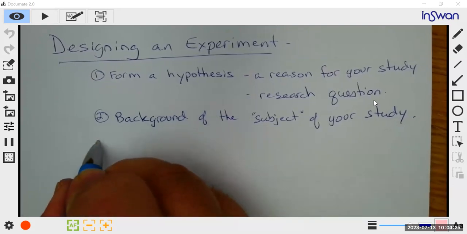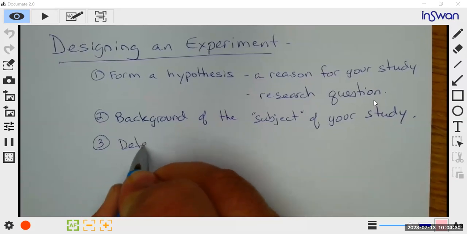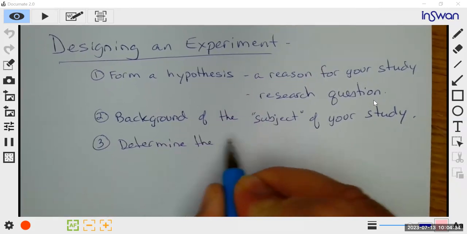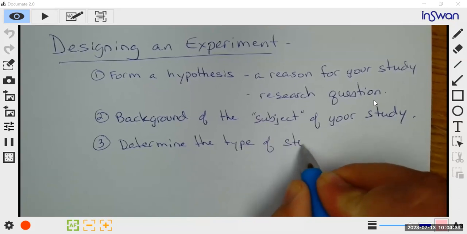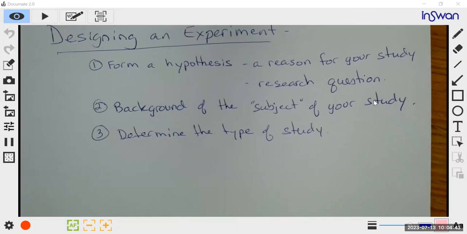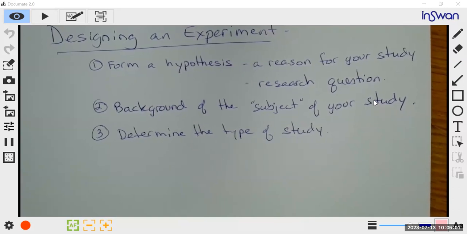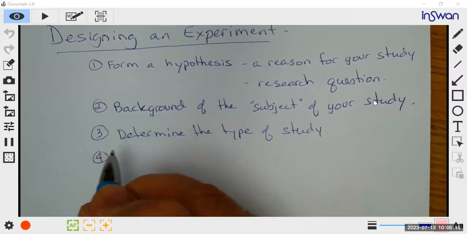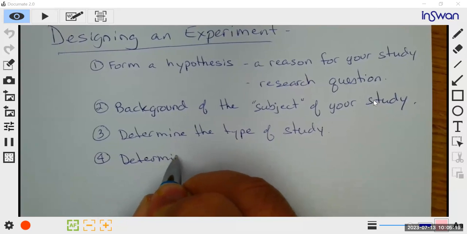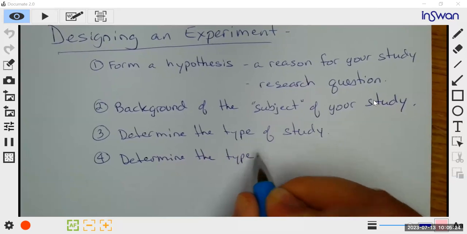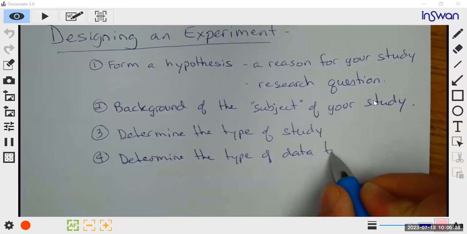Once you understand the background, then you determine the type of study. We'll get to the types. Determine the type of study you're doing, because once you determine what kind of study you're doing, you can determine the type of data to collect.